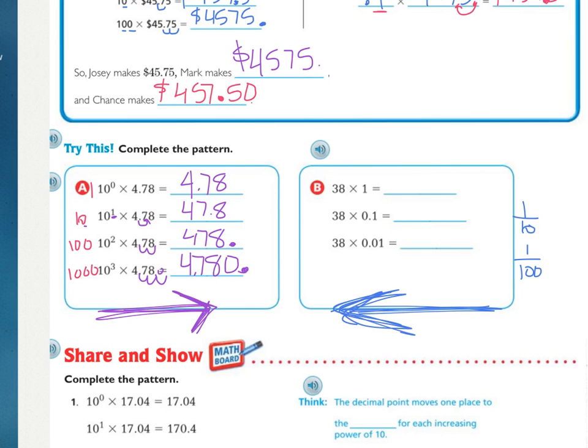So 38 times 1 is 38. 38 times 1/10, there's 1 decimal place. So my decimal starts here, and I move it over to the left once. So 3 8/10. And then with the hundredths, I have my 38, and I move it twice, so my decimal goes right there.